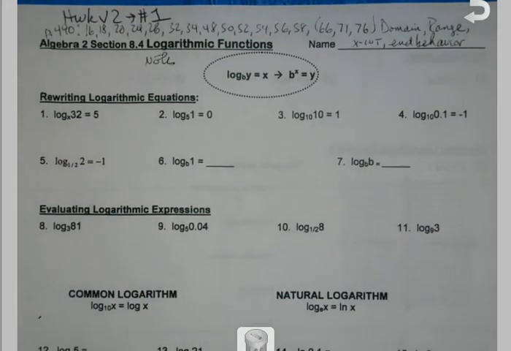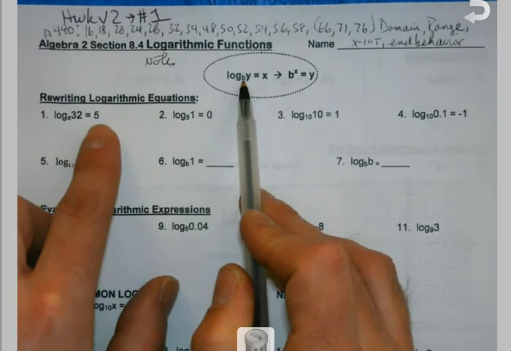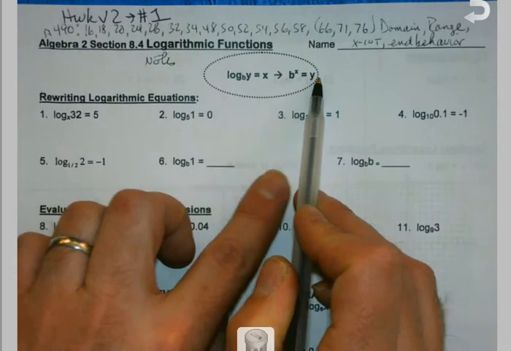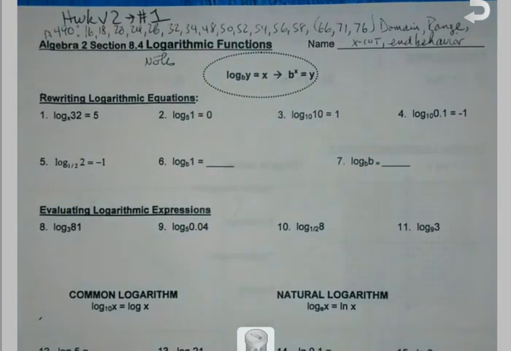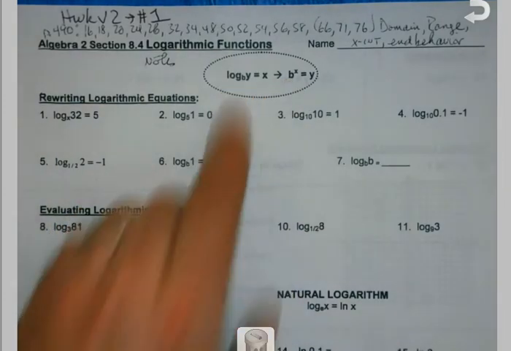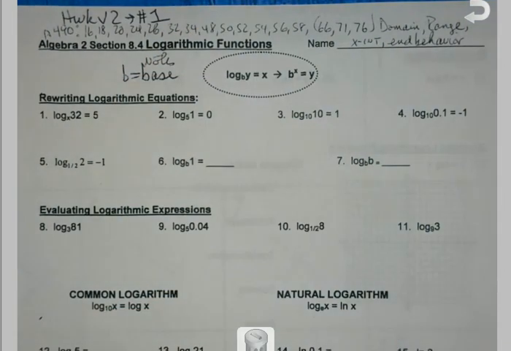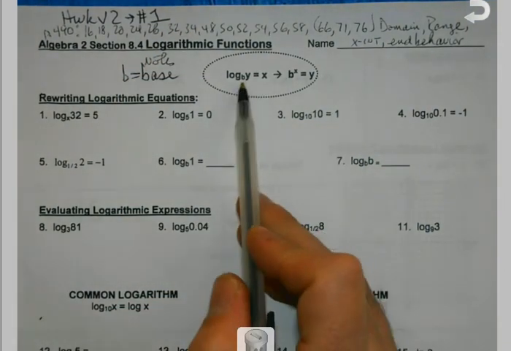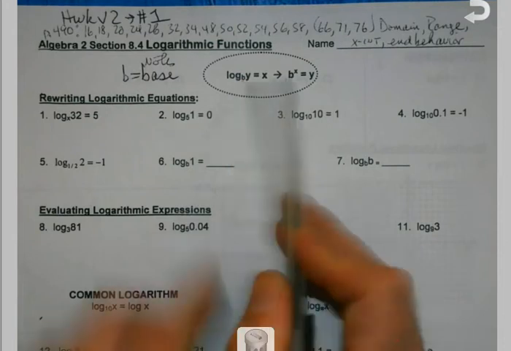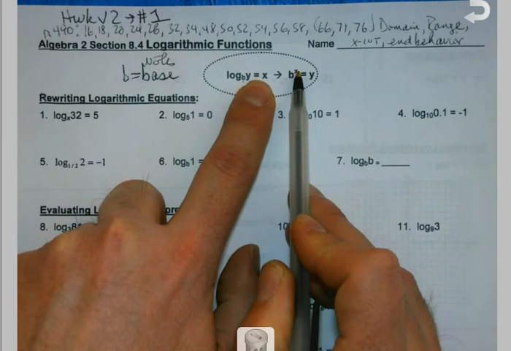So when we're rewriting logs, I kind of get myself in a little bit of a rhythm when I start doing these. I'm like, okay, how can I see how these things are similar? When I'm trying to go from a log to an exponent, or an exponent to a log, how can I keep it straight? Here's basically what I do. When I'm doing an exponent or a log, that b value is called the base, and that's what I'm going to keep referring to it as. So I always look for similarities: base, exponent, solution. Base, exponent, solution.